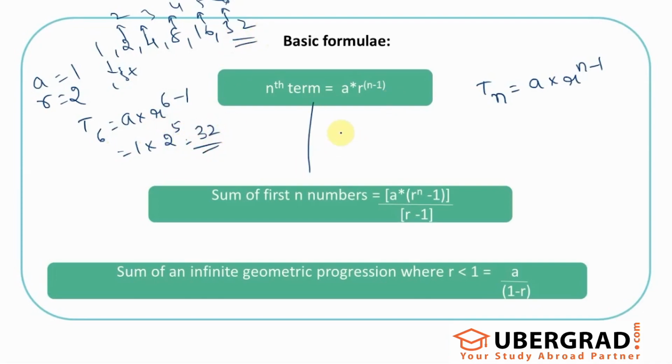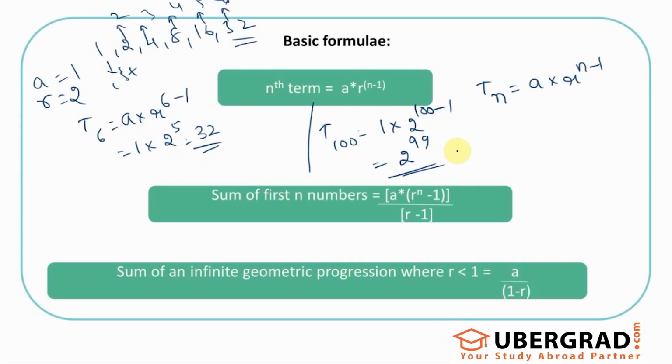If I ask you to find the 100th term, it will be 1 into 2 power 100 minus 1. That's basically 2 power 99. So I don't know what's the value of 2 power 99. But that's good enough for us to understand how we can calculate the nth term of a geometric progression or series.